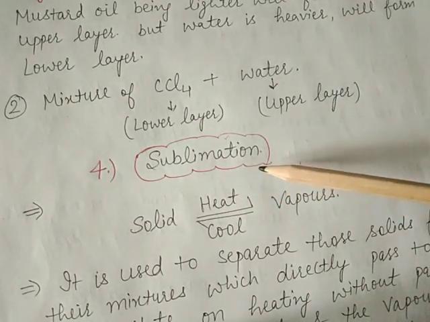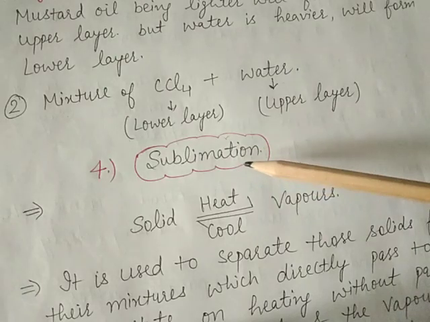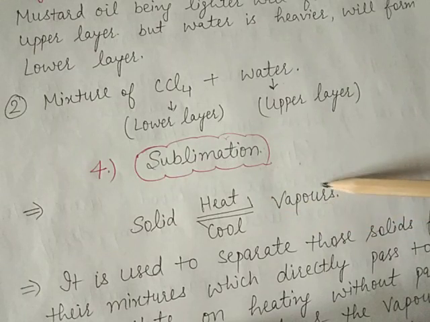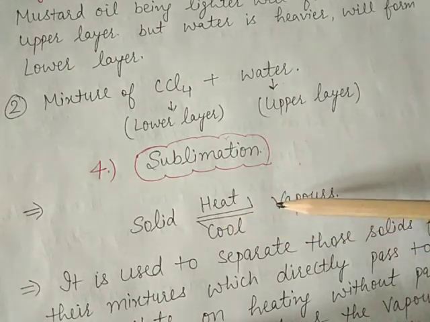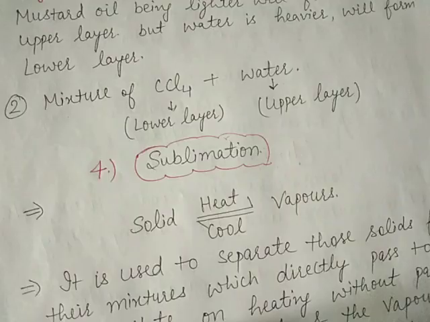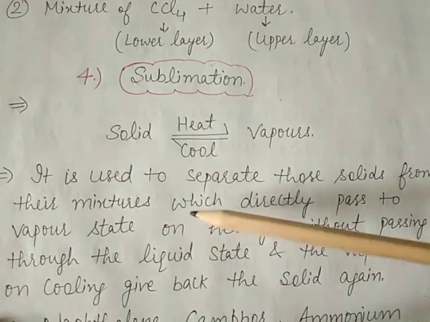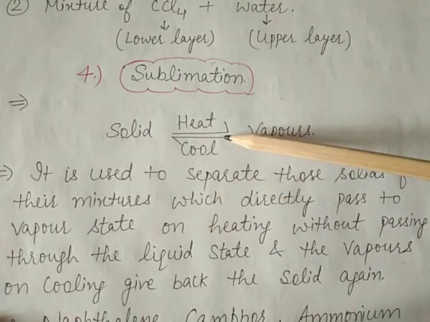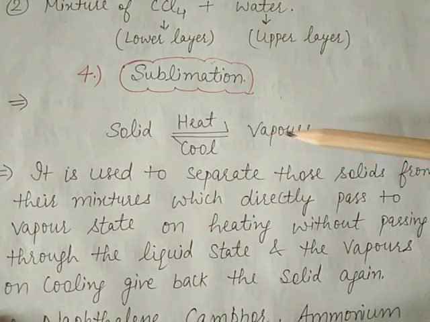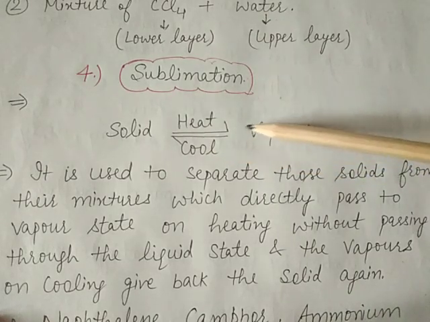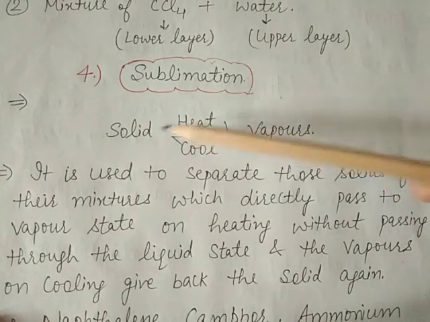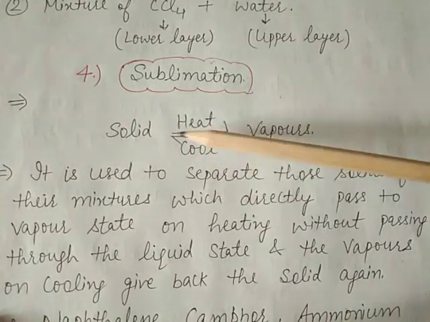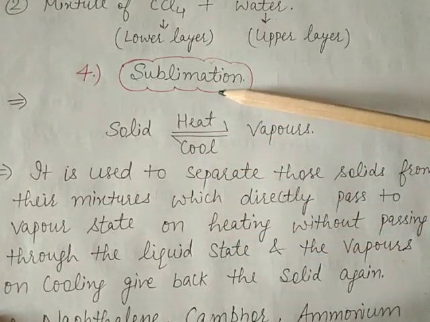Now the next method is the sublimation method. Sublimation means when a solid changes into vapor state. This method is used to separate those solids from their mixtures which directly pass to the vapor state without undergoing the liquid state, and the vapors on cooling directly change into solid without undergoing the liquid state. So this process is called the sublimation process.